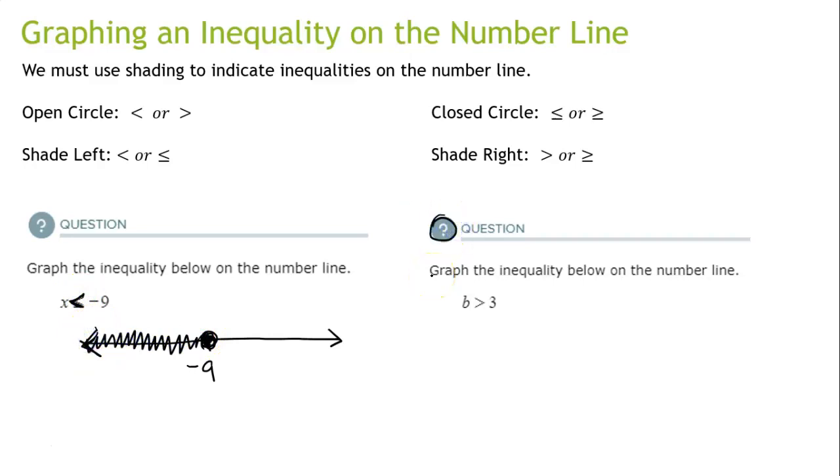You pause the video and try this one on your own. You should have put an open circle this time, where B is 3, because we use an open circle when it's less than or greater than, and you should have shaded to the right, where the numbers are larger than 3. The arrows match on the sides that you want to shade to.